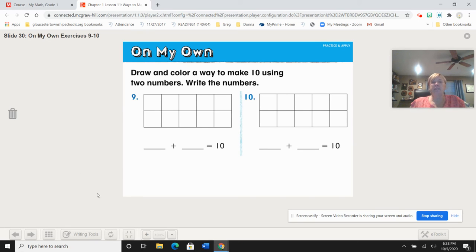Now, for this one, it says draw and color a way to make 10 using 2 numbers. Write the numbers. Okay, so again, just like I told you with the very first page, I would like you to draw circles and color and only use 2 colors. Doesn't matter what colors they are, okay? They don't have to be red and yellow. If you prefer 2 other colors, that's fine. And then whatever numbers go with your colors, make sure you put them into your addition number sentence and come back and check.